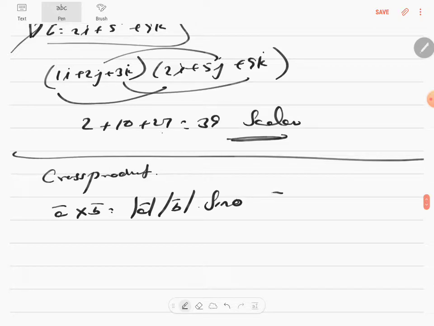It's a sine theta. But you should write an n cap next to it. Why? Because when you cross, you get only a vector, you don't get a scalar. That's why it's called a vector product. I'll show you why it's becoming a vector.